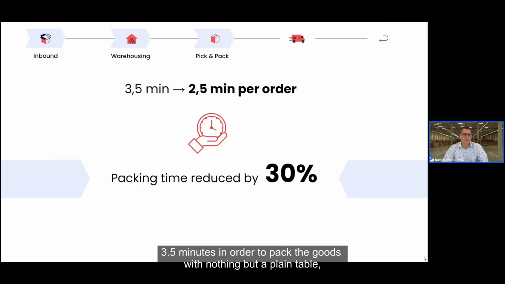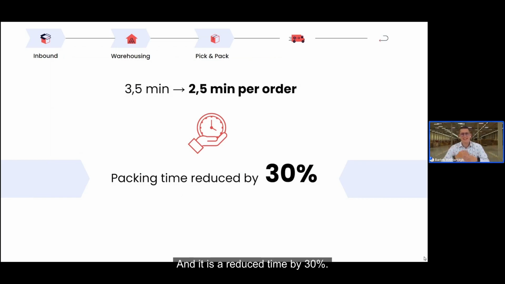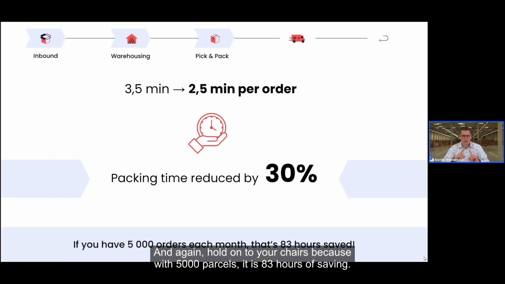So to sum it up, 3.5 minutes in order to pack the goods with nothing but a plain table, and 2.5 minutes in a modern warehouse for an order. And an order can, let's say, as we had in an example here, have 3 articles inside, and it is a reduced time by 30%. And again, hold on to your chairs, because at 5,000 parcels, it is 83 hours of saving.